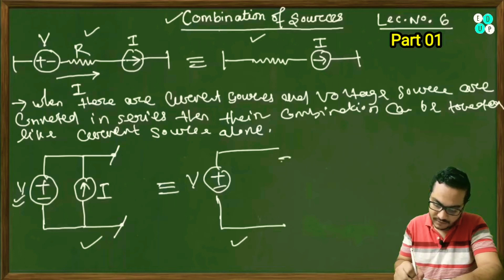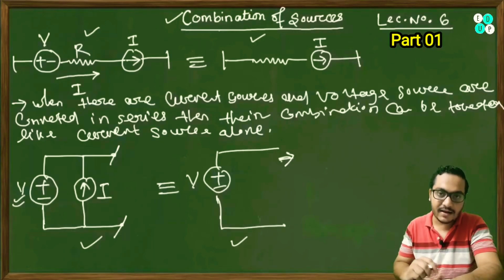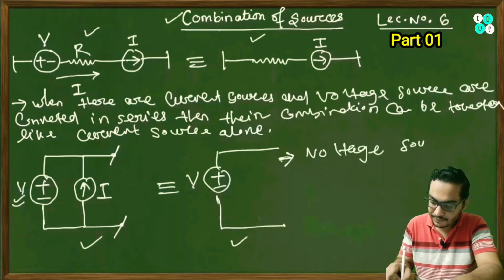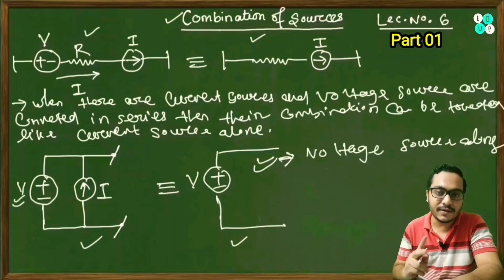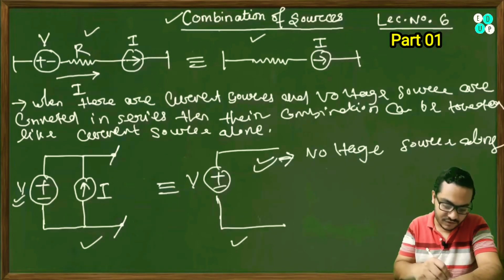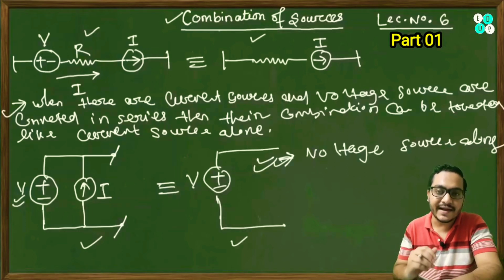So this circuit can be redrawn into the voltage source alone. You can also remember this point: when two sources are connected in parallel, their equivalent will be the voltage source alone. You need to remember two things. First, in series connection the current source gets more priority over the voltage source, and in parallel combination the voltage source gets more priority over the current source. So remember these two points. In the exam you may get a direct question from these two points.